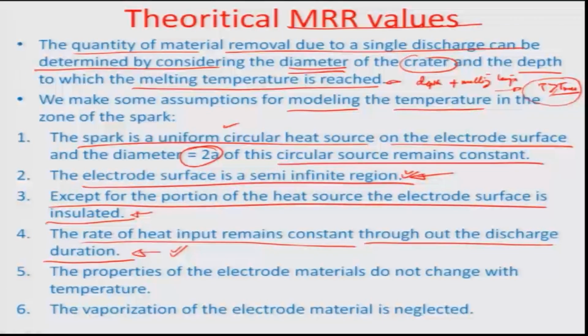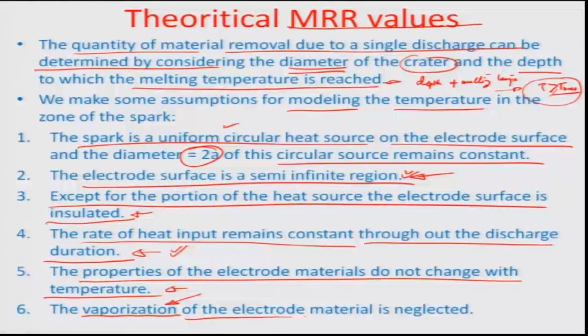And the properties of the electrode materials further do not change with temperature. So we do not assume any kind of thermal expansivity or any change in conductance because of a change in temperature. We further assume that there is no vaporization; the only route to material removal is through melting and removal of the material through diffusion into the dielectric fluid. So the vaporization of the electrode material is more or less neglected in our theoretical estimation of the MRR.